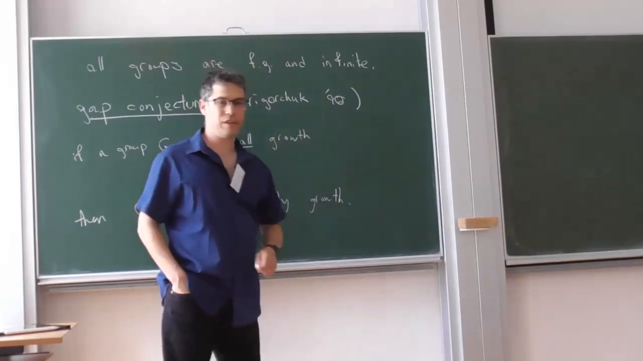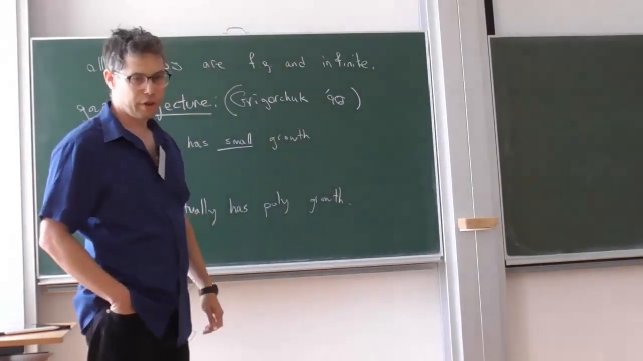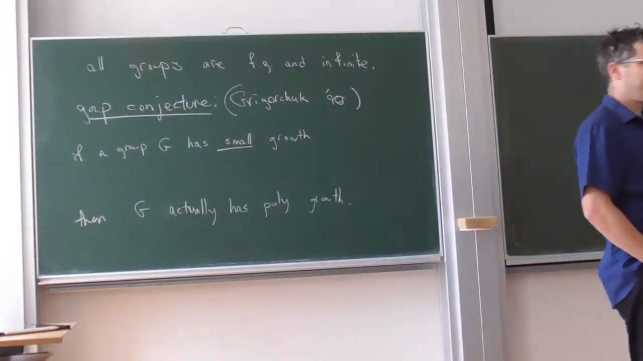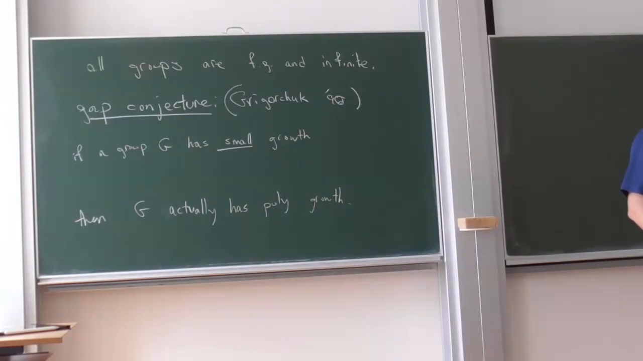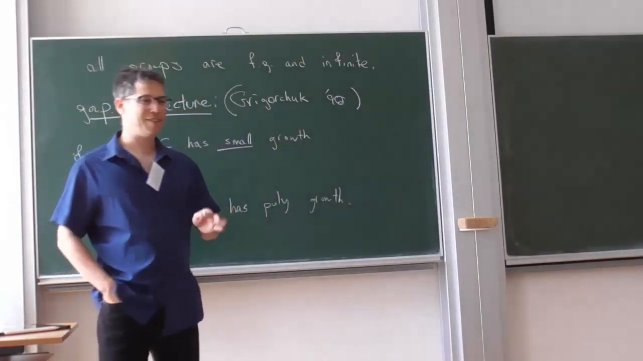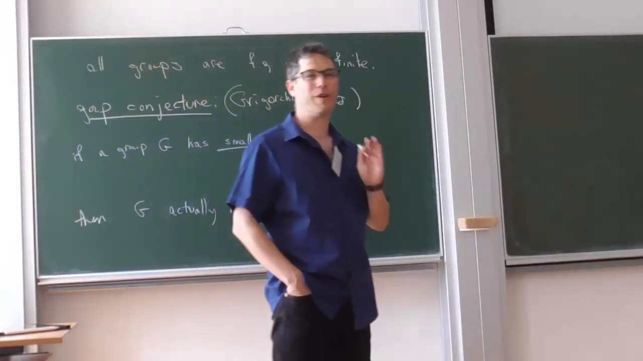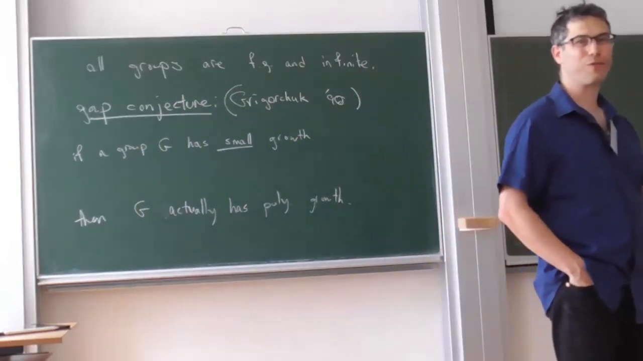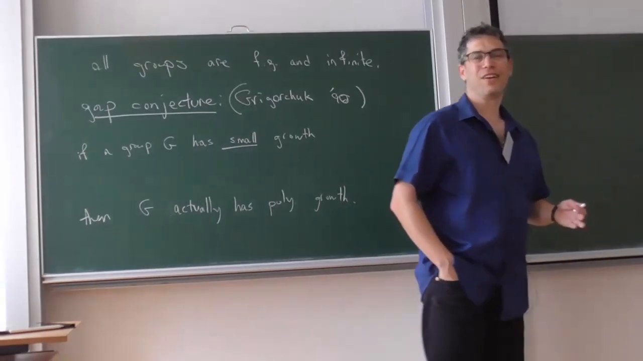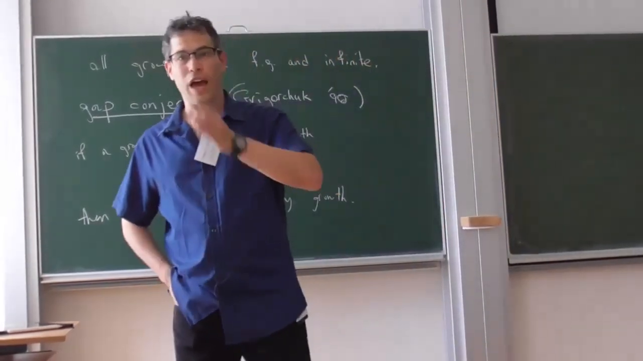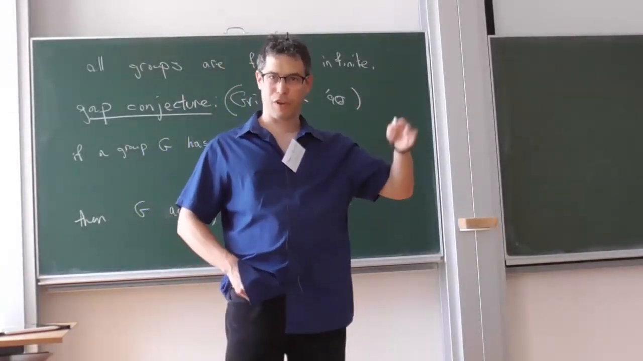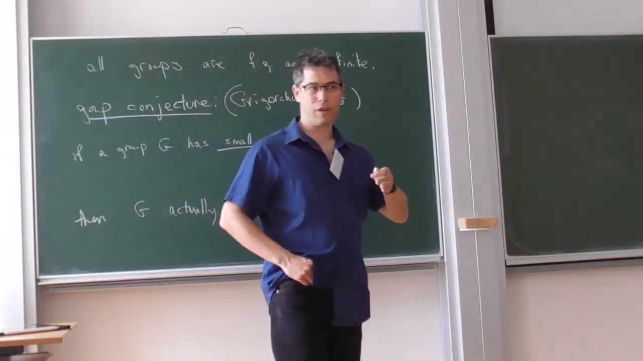But then this led Grigorchuk, in the following ICM, to conjecture this gap conjecture. He basically conjectured that his group is the smallest outside the world of polynomial growth groups. Now, I've only discussed it with him once, so I don't know the basis for this conjecture other than the fact that nobody has ever found any groups with smaller growth. I think there is actually a better basis than that, but it's true for residually nilpotent groups. So there are lots of families of groups where people, Lubotzky and others, have proved the gap conjecture.